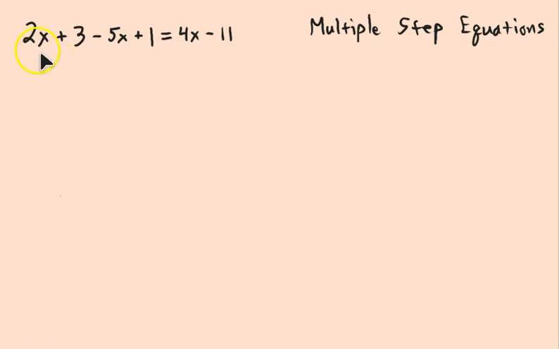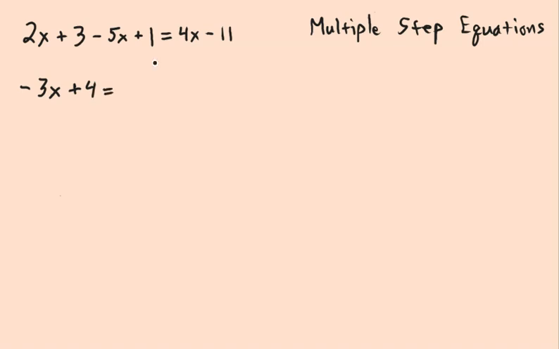The first thing we're going to do is combine like terms. We're going to combine the 2x with the minus 5x. 2x minus 5x is negative 3x. Then we have the plus 3 and plus 1. Well, positive 3 plus 1 is equal to 4. That's plus 4.